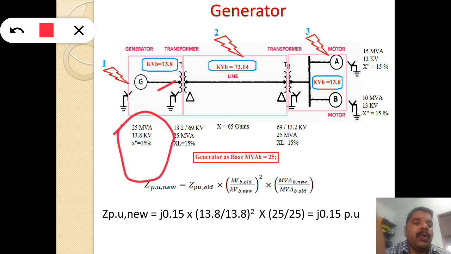So what is MVAb new? Throughout the problem, as I already told, the MVAb new will be common. So the MVAb new is 25. What is the MVAb old for the particular generator? The value given is 25, so we give that as the old value.